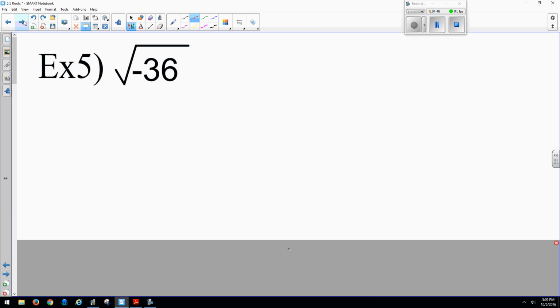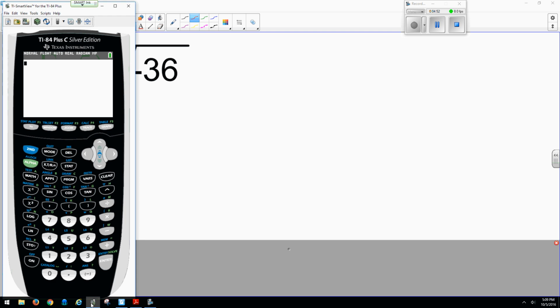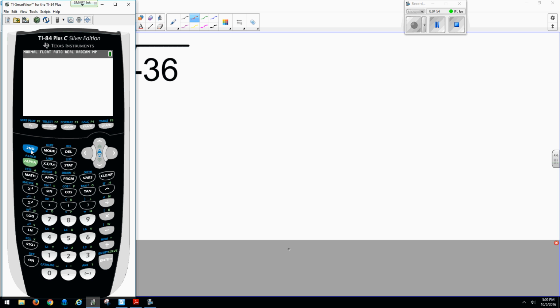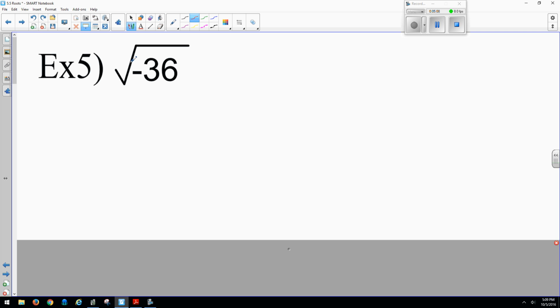Here's number 5. And what I'd like to show you is if you try to type this in your calculator. So I'm going to go to second x squared. That's how to pull up the radical sign. Negative 36, enter, you'll see that we have an error. The reason is because I'm trying to take the square root of a negative number, and for that one, there is in fact no real solution. And we're certainly going to be getting into this a little bit later in this chapter, but for now, just know that if I'm taking the square root and I have a negative, then it's no real solution.